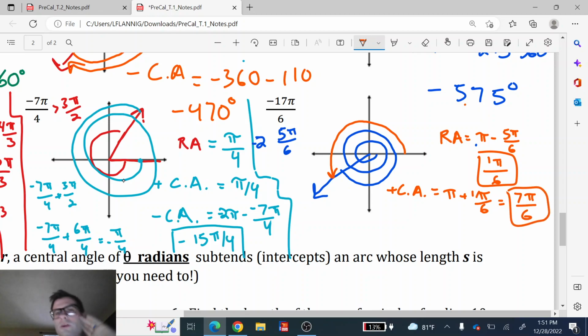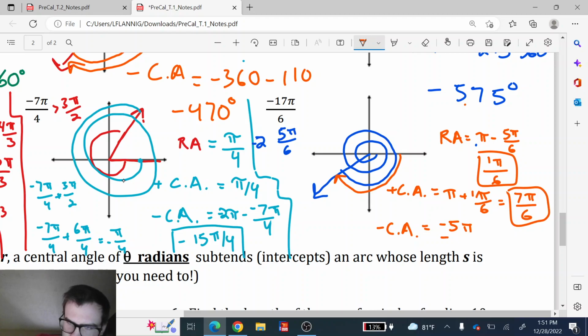And then the last one, this is actually a little easier because we don't have to go all the way around. We just go until it hits right here because that's not the actual angle. So the negative coterminal angle ends up being negative 5 pi over 6. Cool.